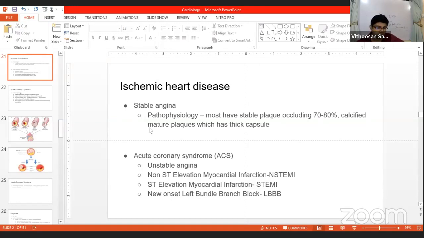Fine. Now look here. What is this? ST elevation MI. What is this? Non-ST elevation MI. What is meant by this? What are these things? These are the things we are dividing by looking at the ECG.